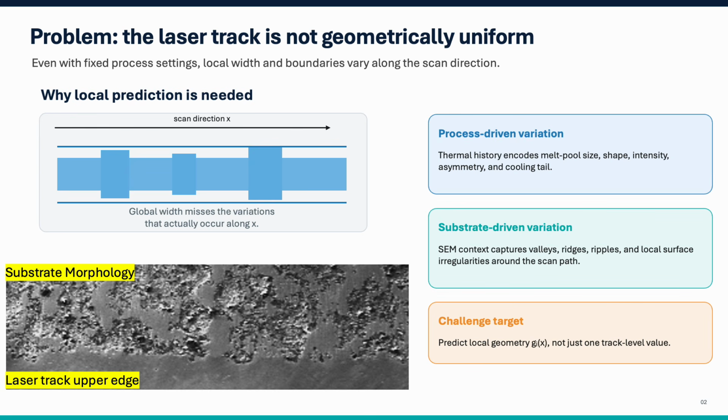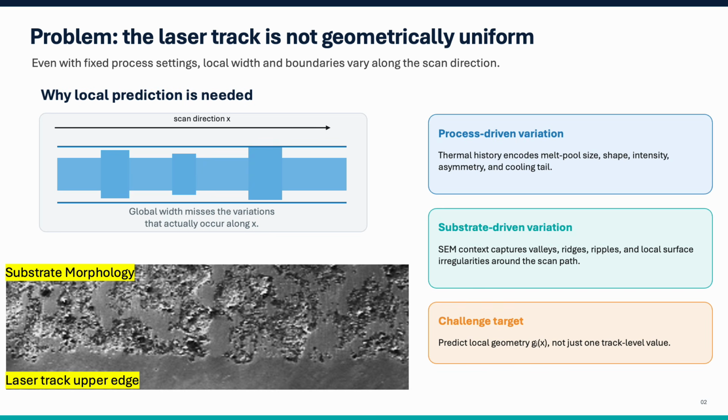Even when the process settings are held constant, a laser track is not perfectly uniform. Its width, left and right boundaries, surface contour, and edge waviness can vary continuously along the scan direction. A single global width value hides these variations and therefore gives us an incomplete description of the final track.